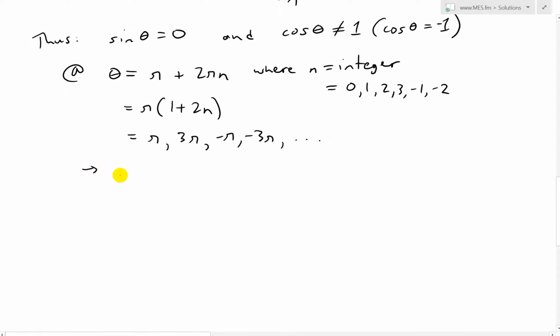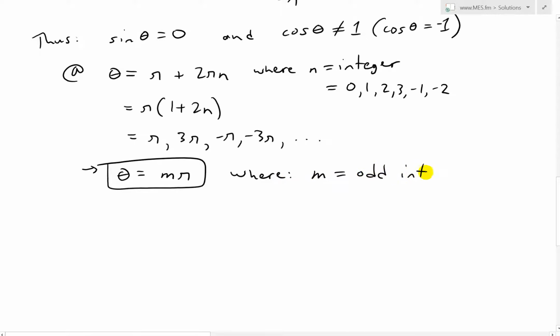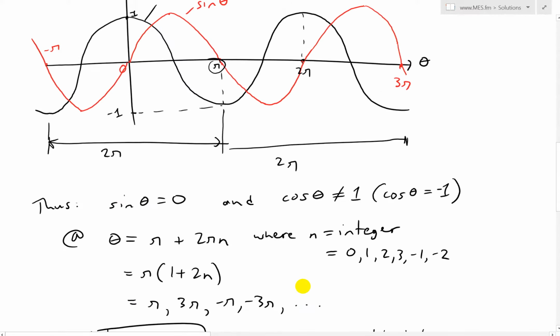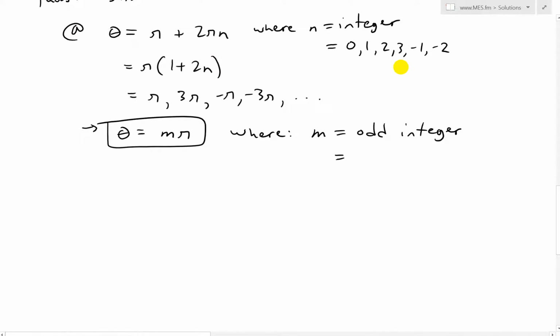So we could even simplify this further and write theta is equal to m pi, like that, where m is an odd integer. So we have odd integers, so no even numbers. We can still go with 0. No, actually, we can't go with 0. I'll consider that even. If you put 0, we get theta equal to 0, and we can't have that, because then cosine is 1. So this is going to be 1, -3, 3, -1, etc., 5, 7, 9, etc. It keeps going on and on.